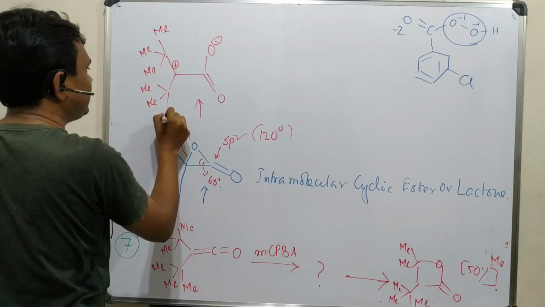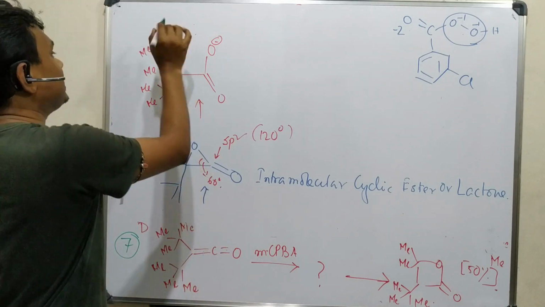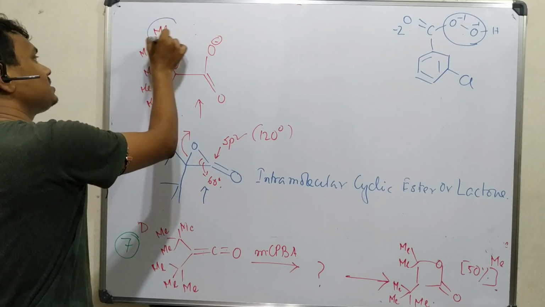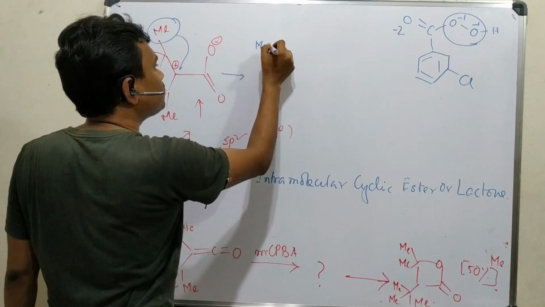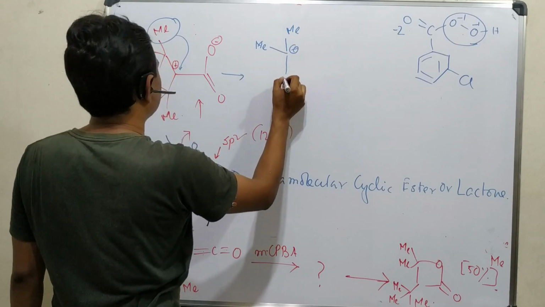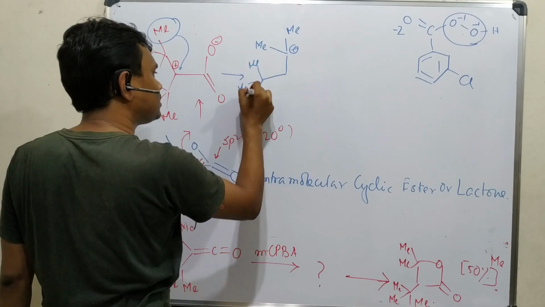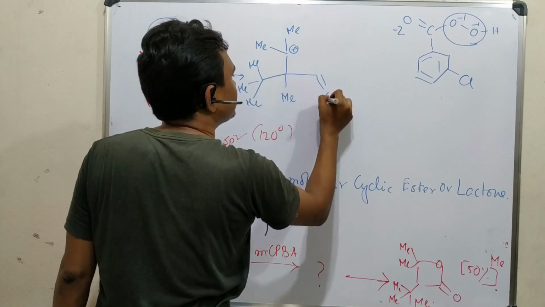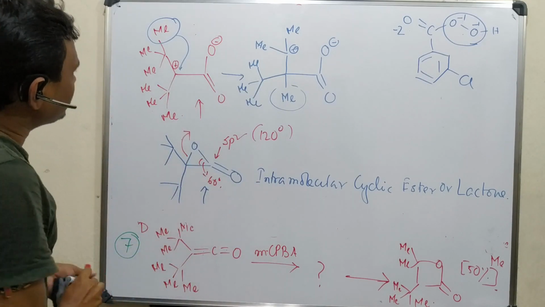This is methyl. So there are 2 tertiary butyl groups, so 6 methyl groups are possible. Let's consider one. This methyl can migrate, since it's a carbocation. So if it migrates, what will be the product? So this is methyl, the carbocation is here. So this is the tertiary butyl, this is 3-methyl, and here is 1-methyl, which is the migrated methyl group.